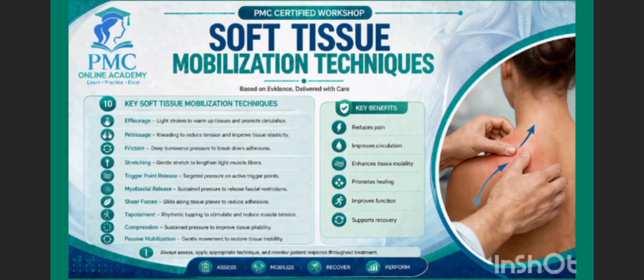In these cases, we may need more specific techniques. Let's discuss them one by one. First is deep longitudinal stroking. This technique involves applying firm, slow pressure along the length of the muscle fibers. The purpose is to reduce chronic muscle tightness, improve tissue mobility, increase blood circulation, and restore normal muscle flexibility.